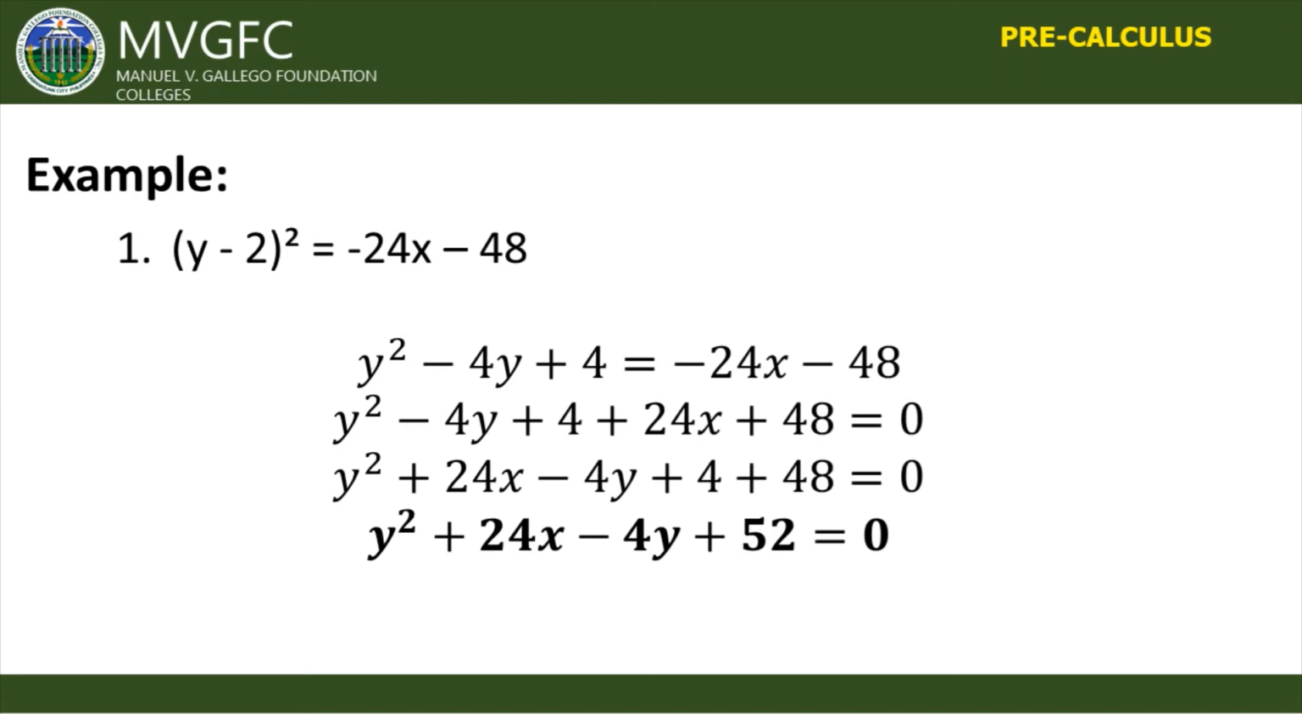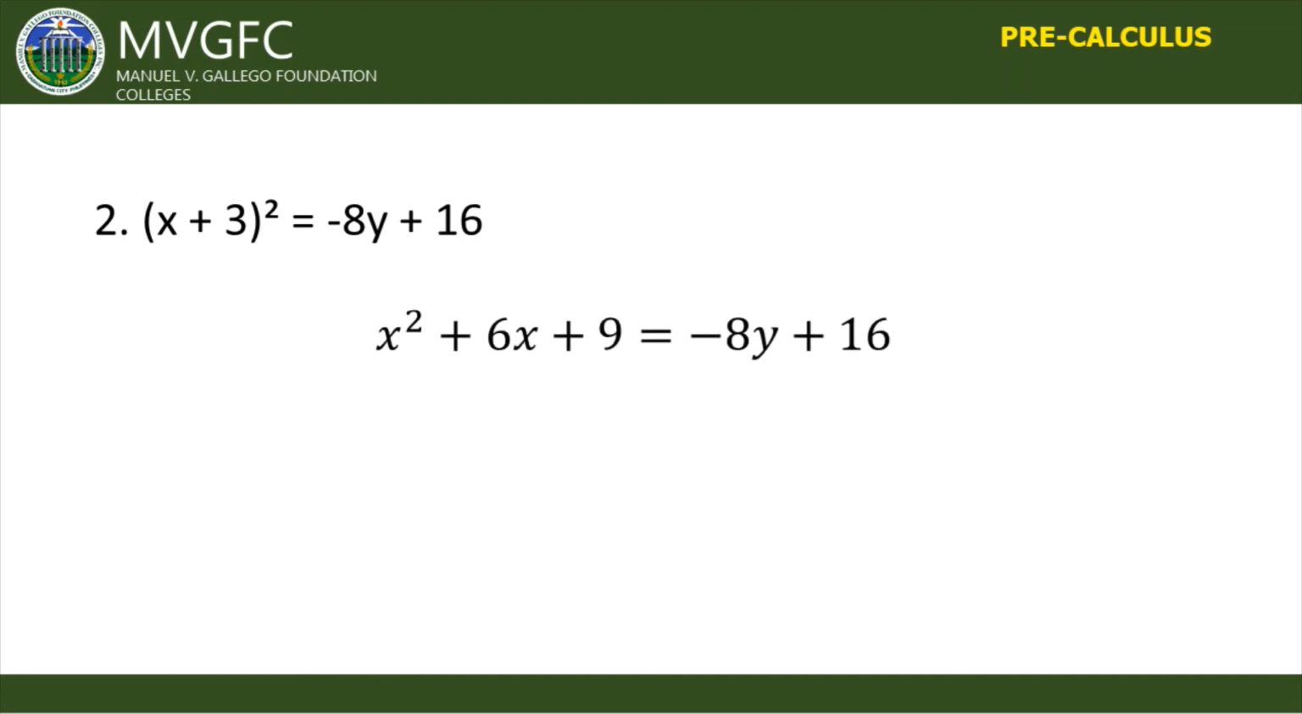So let us now have a second example. For our second example, we have x plus 3 quantity squared is equal to negative 8y plus 16. So once again, let us expand the binomial, the square of binomial. x times x, that is x squared. So 3 times x is 3x times 2 is equal to 6x. Next is square the last term. So 3 times 3 is equal to 9. That's why we have x squared plus 6x plus 9 is equal to negative 8y plus 16.